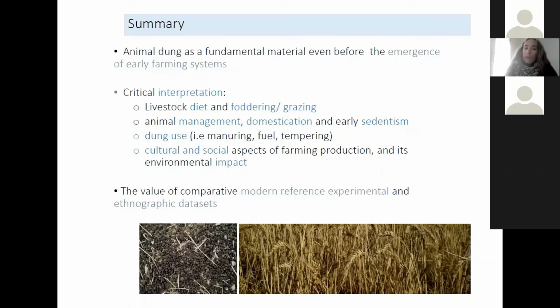And also the importance of distinguishing the dung, because the plants in the archaeological record can come to the site in many ways, and animal dung, especially in early farming sites, may be an important factor to take into account. It also gives critical information about animal management and diet and fodder and grazing and the use of dung as fuel, and the importance of building up a modern reference and also experimental and ethnographic records.